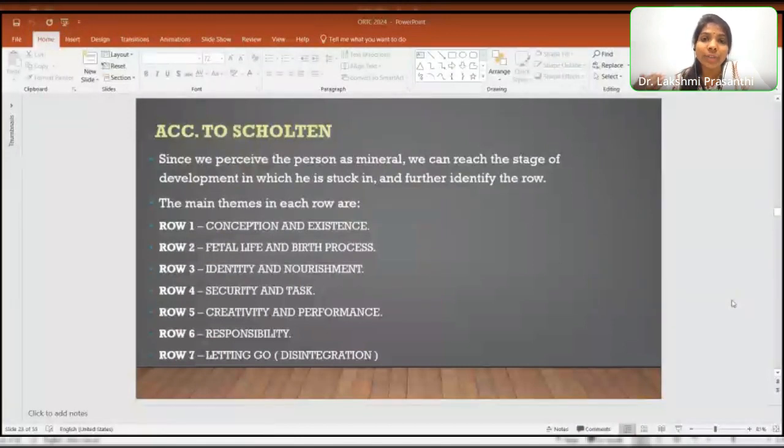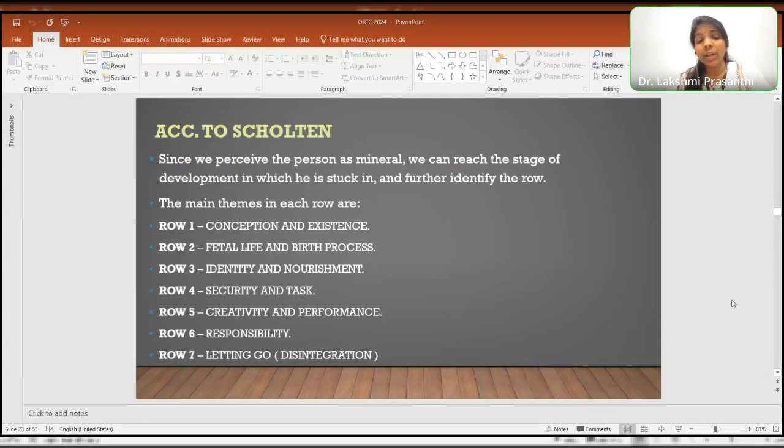Whereas row 5 is when there is a lot of opportunity, how you create, how you are outstanding compared to others, how you are more creative, how you are more performing is important. So that is focused on row 5. Row 5 patients usually talk about creativity and performance, that my performance is getting low. I am not able to perform the way I used to previously.